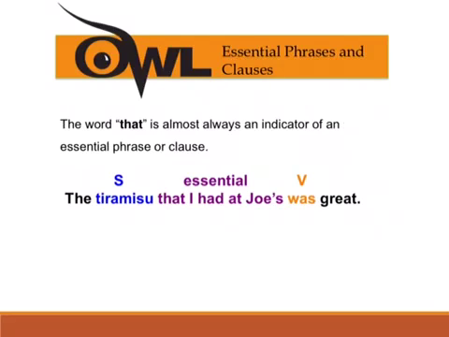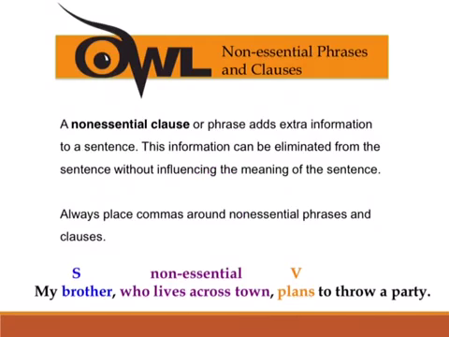The word that is almost always an indicator of an essential phrase or clause if it's used correctly. The tiramisu that I had at Joe's was great. A non-essential clause or phrase adds extra information to a sentence, and you can set that apart with commas. So a test is, could you eliminate it from the sentence without influencing the meaning of the sentence? For example, my brother, who lives across town, plans to throw a party. Just by saying it, you realize that the who lives across town is non-essential.